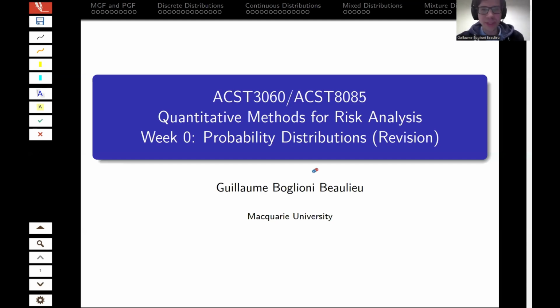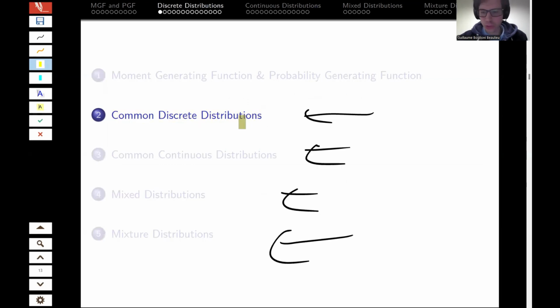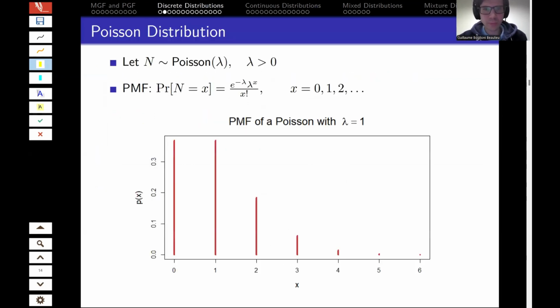Hello, students. We are still in the revision lecture, and now we will review common discrete distributions, at least commonly encountered in actuarial studies, but elsewhere as well. So the first one is the Poisson distribution. Remember that we have this notation N tilde whatever, which means N follows the distribution written there. For the Poisson, there's only one parameter, lambda. So it's a simple enough discrete distribution.